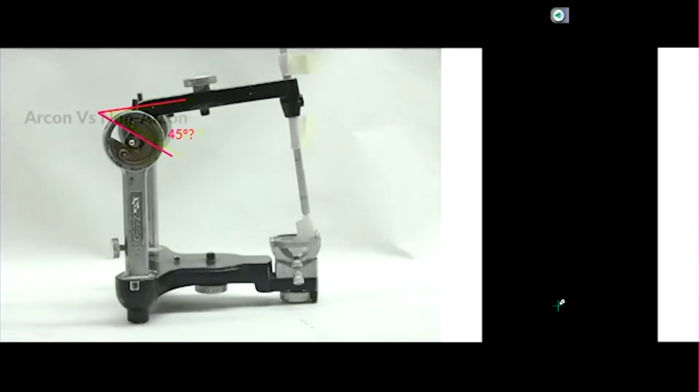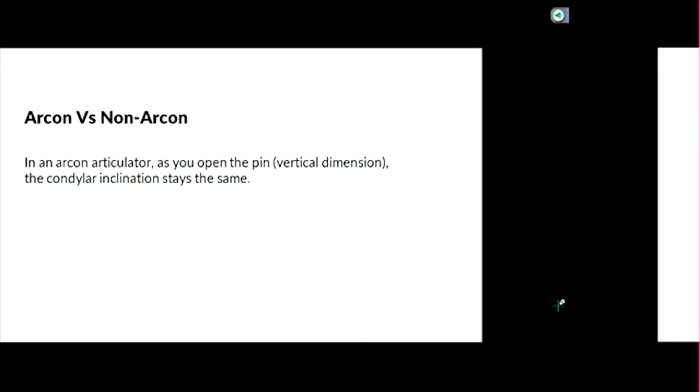Okay. So let's paint this scenario. Okay. Let's just define it first. In an Archon articulator, as you open the pin, it's the equivalent of increasing vertical dimension. The condylar inclination stays the same relative to the Frankfurt horizontal plane.